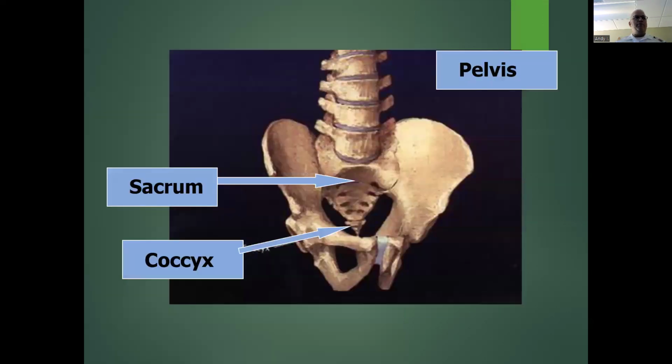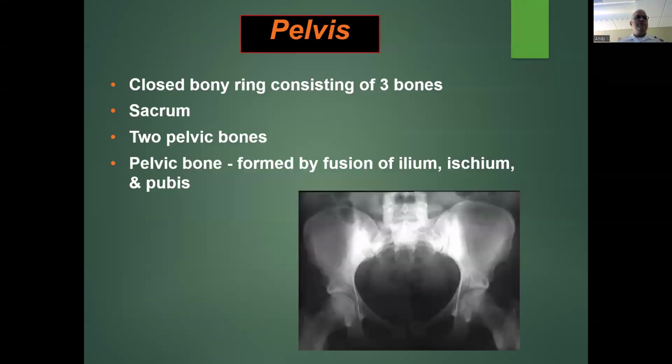And the pelvis is made up of the sacrum and the coccyx on the backside. It's closed by the three bones: the sacrum, the two pelvic bones, as you see on the outside there, and the pelvic bone is formed by the fusion of the ilium, the ischium, and the pubis. The ilium are the big bones that you actually feel protruding. And then the pubis is the front bone.